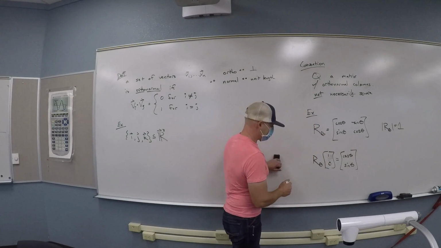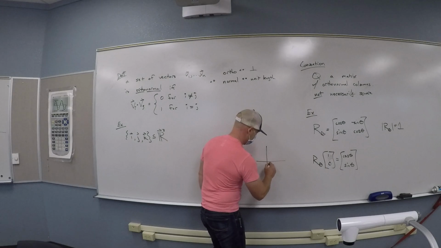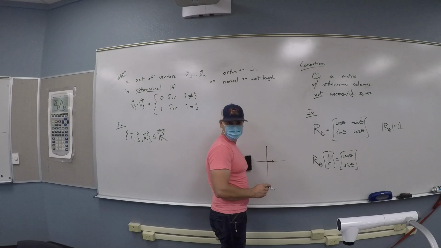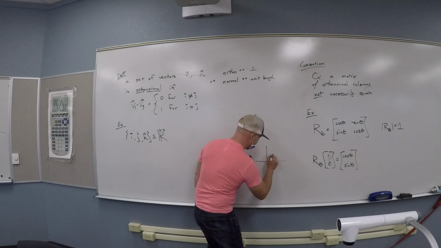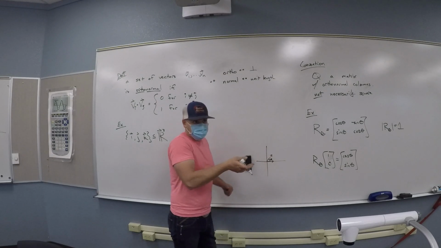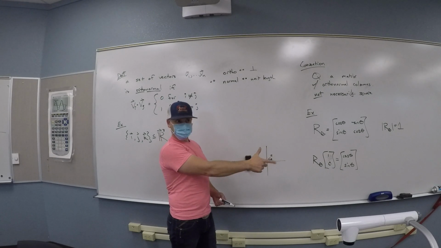So if I think about what the picture is, I have my I vector, and then I rotated it, and now I have cosine, sine. So that's here. So that went up by theta. Okay, cool. This is the usual one. This one rotates this way.